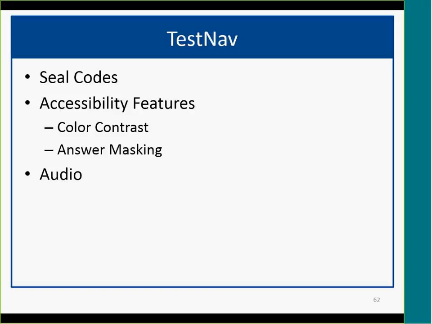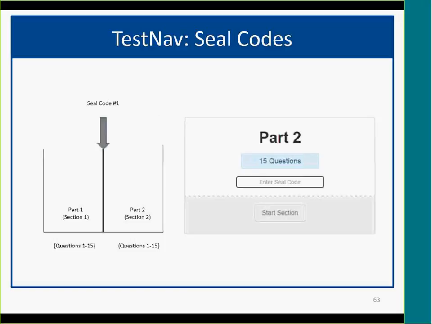All right, I'm going to talk briefly about TestNav and show you a couple of screenshots of some of the new things that your students will encounter in the online testing environment. First are seal codes. On the right, what you're looking at is what the student is going to see in TestNav. They're going to complete part 1, and then they're going to see this screen. A code that you will be providing them with will be entered into the Enter Seal Code box, and then they'll be able to select Start Section, which will then take them into Part 2 of the test.